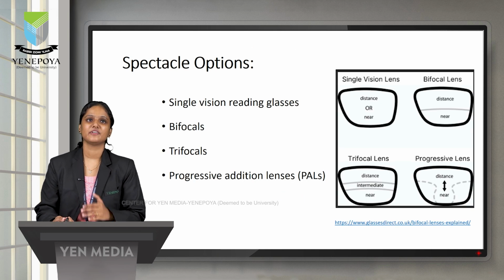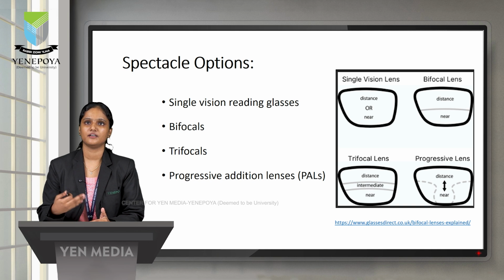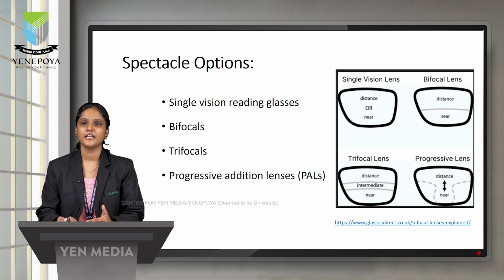Coming to the spectacle options, we have single vision reading glasses, bifocals, trifocals and progressive addition lenses. Single vision glasses are either for distance or for near, so the patient has to alternate: whenever they need distance correction, they use their distance glasses, and whenever they need glasses for near work, they use their near vision glasses. Bifocal glasses have two segments, one for distance and the other for near, in the same spectacle plane. So they don't need to change again and again like with single vision reading glasses.